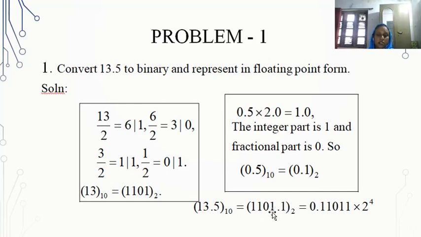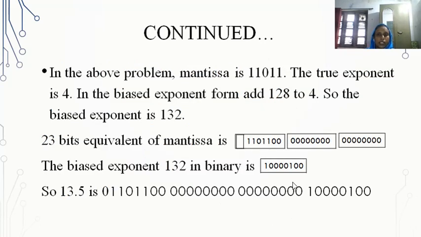But we already learned that this is not in a normalized representation. So we can put it in the form of a floating point representation, just like a normalized form: 0.11011 times 2 raised to 4. This is the normalized floating point representation. So in this problem, the mantissa is 11011 and the true exponent is 4.